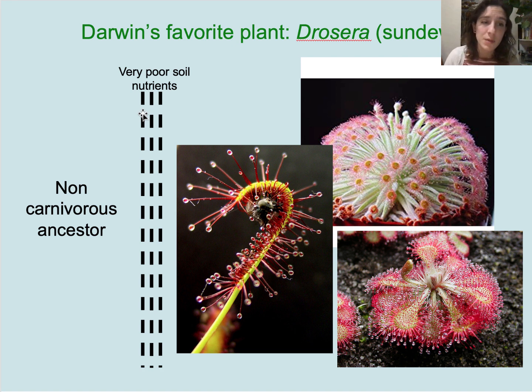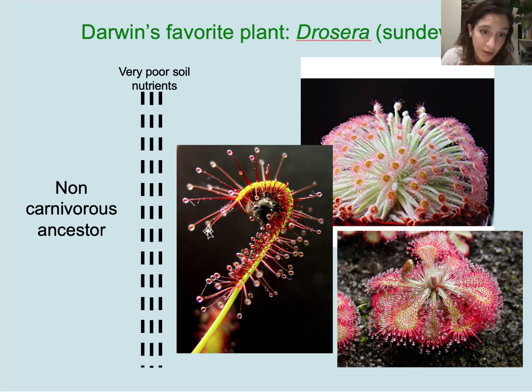Now, very few organisms are able to survive in this very poor soil. So if they were able to figure out a way to survive there, they could exploit that area since very few other plants were able to live there. And that's exactly what happened here in the sundew plant, and it has radiated to many very fancy looking species. What happened is they evolved a way to extract nutrients from animals. In other words, they are literally carnivorous.